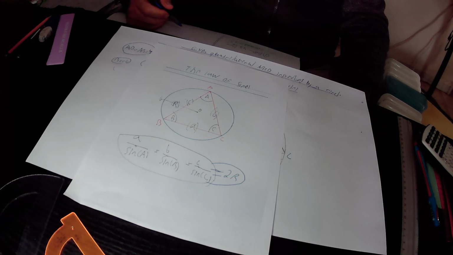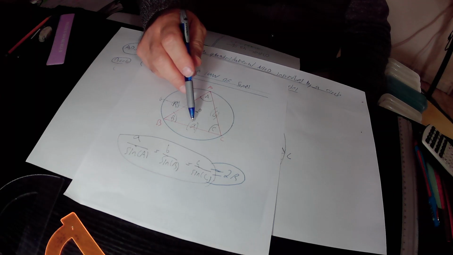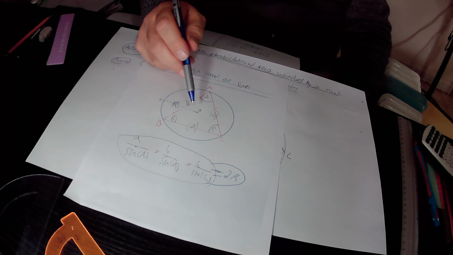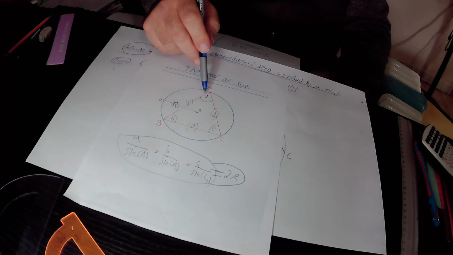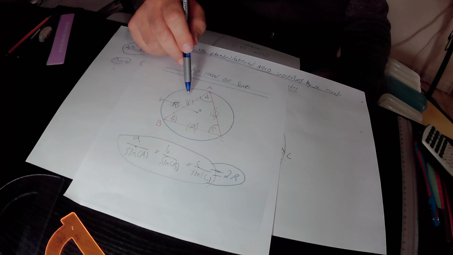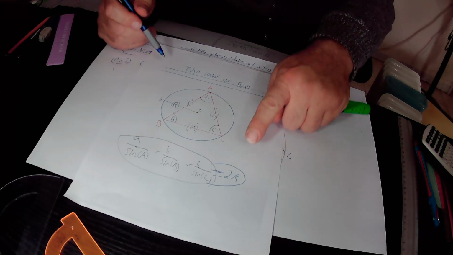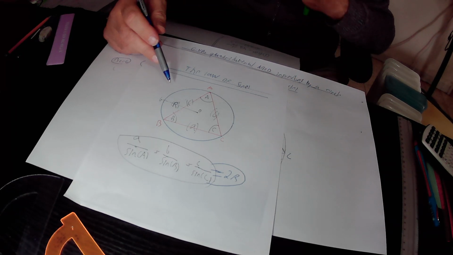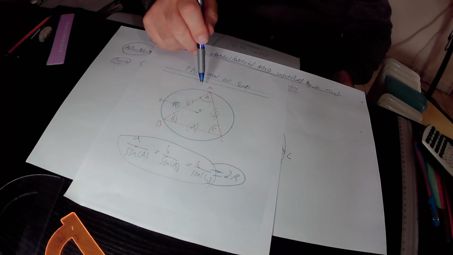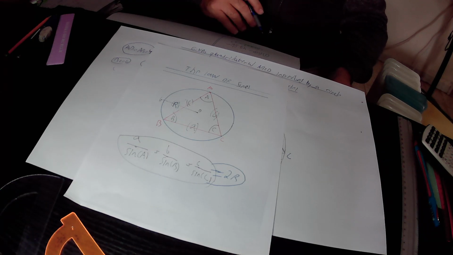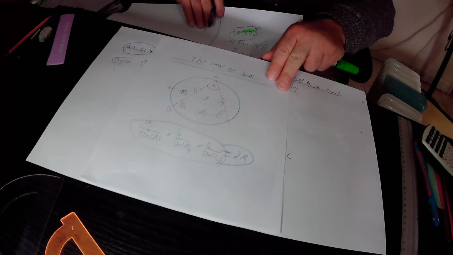The following equation is true. A over sine A equals B over sine B equals C over sine C. Repeat again: A over sine A equals B over sine B equals C over sine C, and it also equals 2R. And R is the radius of this circle that circumscribes triangle ABC. So we can implement the law of sines in our drawing.